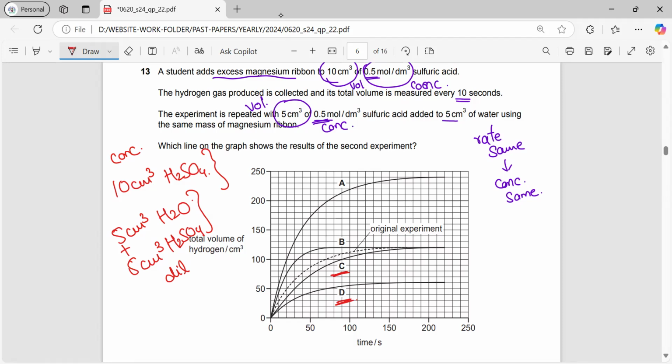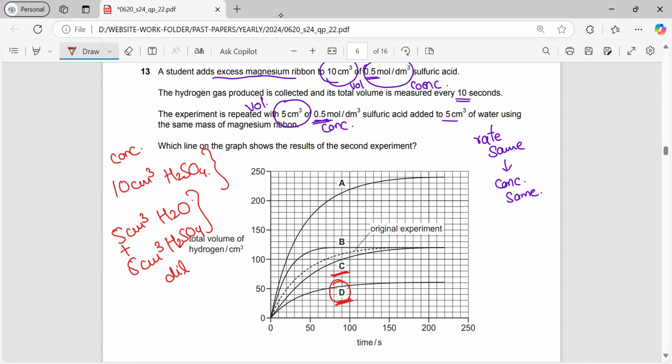Now, they will not end at the same point because the starting mass of the reacting particles is the same, because they've added excess magnesium ribbon and they've taken the same mass of magnesium ribbon. The mass is the same, but the volume is changed now. The volume of sulfuric acid is changed. That's why it will decrease, meaning it will not end at the same point. So the answer is D.